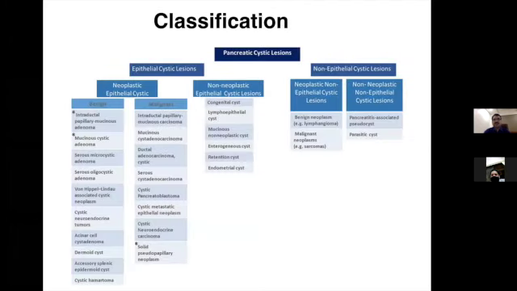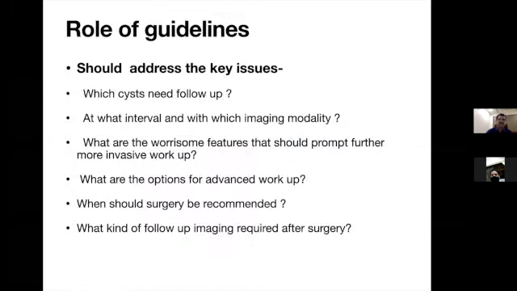The classification of cystic lesions of pancreas: they are basically classified as epithelial cystic lesions and non-epithelial cystic lesions. The list contains so many conditions, of which the important ones will be discussed in this session.